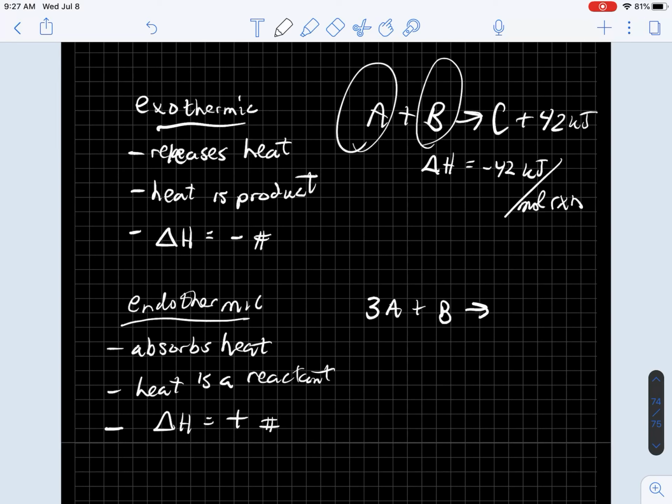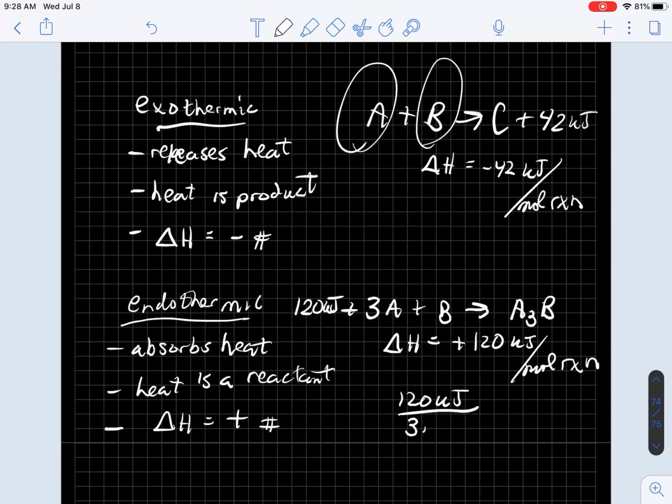So here's an example. Suppose we had 3 moles of A plus a mole of B produces a mole of A3B. If it's endothermic, we're going to put the heat on the reactant side. So let's say that this is 120 kilojoules, or we could say delta H is equal to positive 120 kilojoules per mole reaction. So that means, for instance, that we would have 120 kilojoules per every 3 moles of A that are consumed.